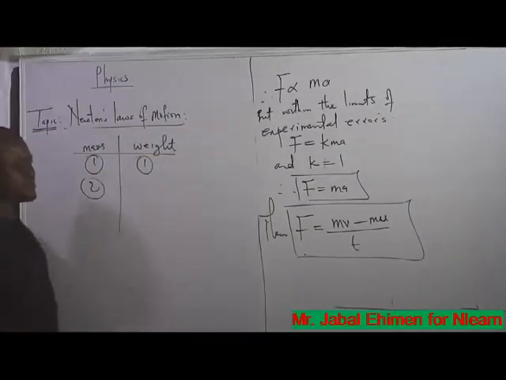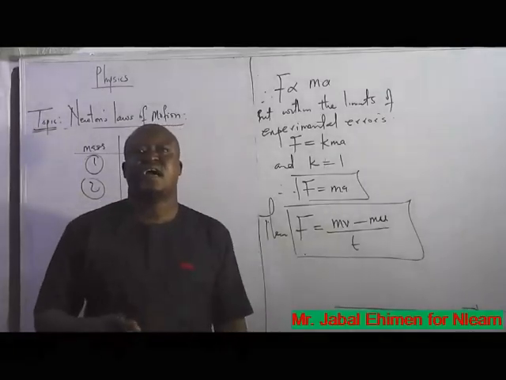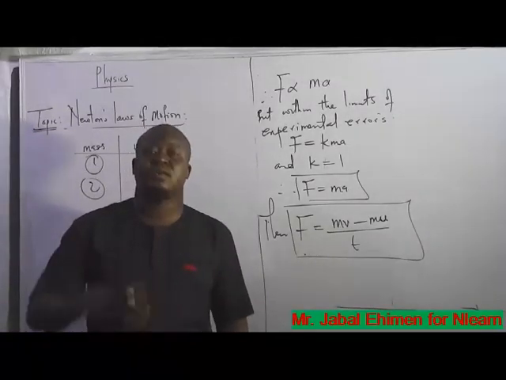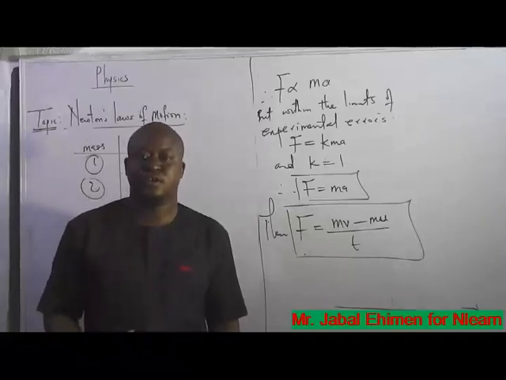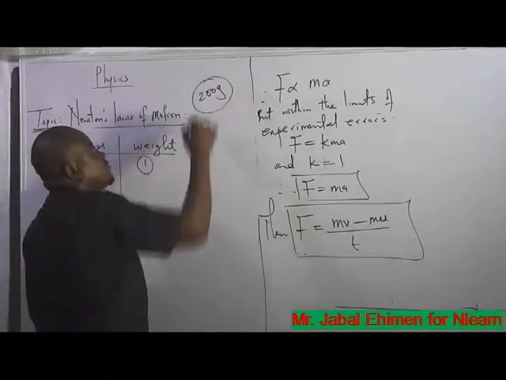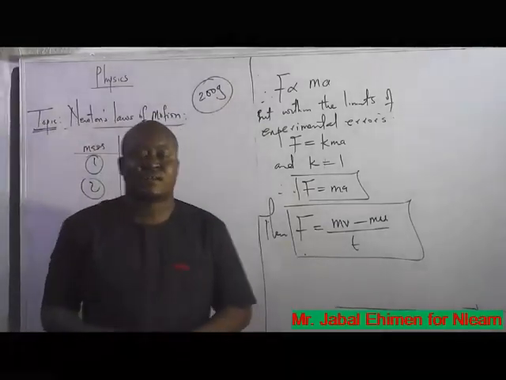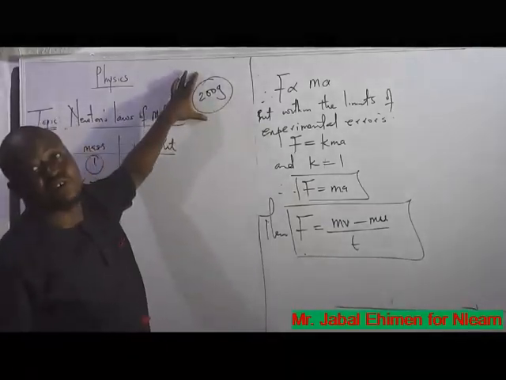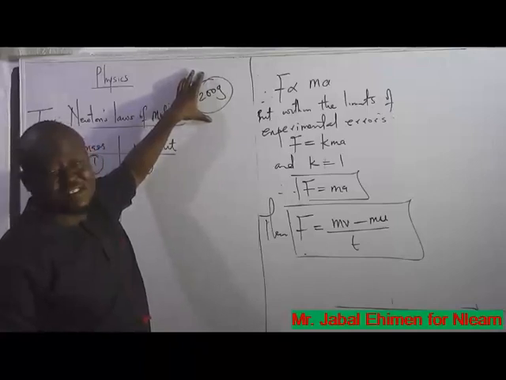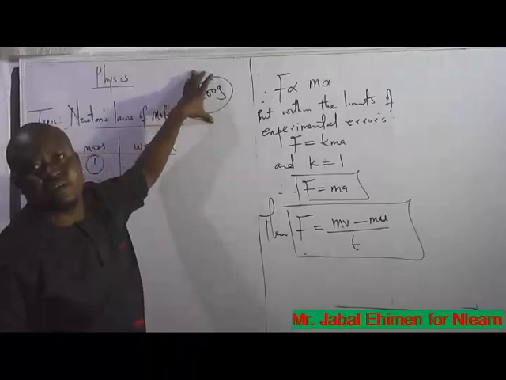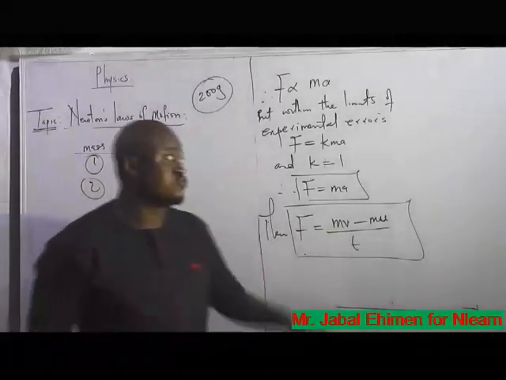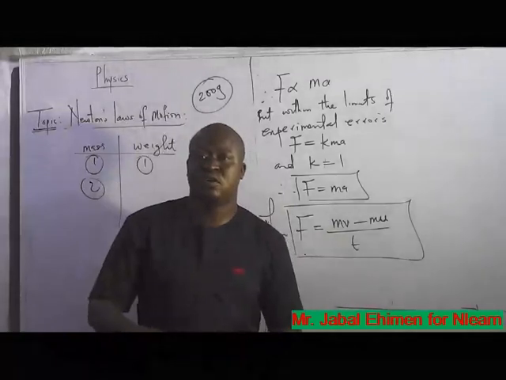Let's see 2 for mass. Mass does not vary at any point on the earth's surface. If you measure the mass of a body as 200 grams in Accra, Ghana, it will be 200 grams. If you take the same mass of that body to Istanbul, Turkey, it will still be 200 grams. If you measure it as 200 grams in Lagos, if you take it out there in Abuja, it will still be 200 grams. So wherever you take it to, it will not change.